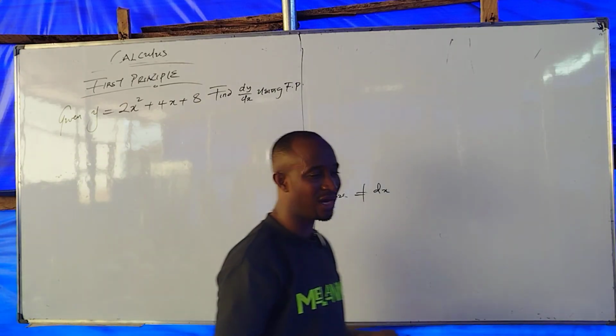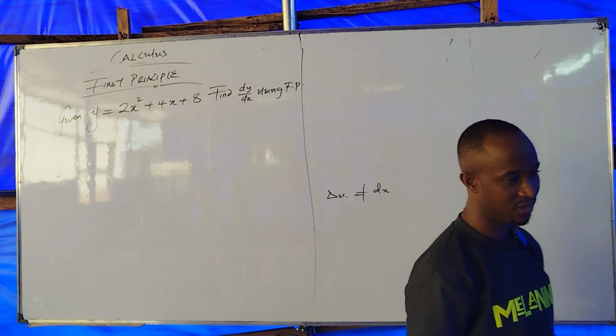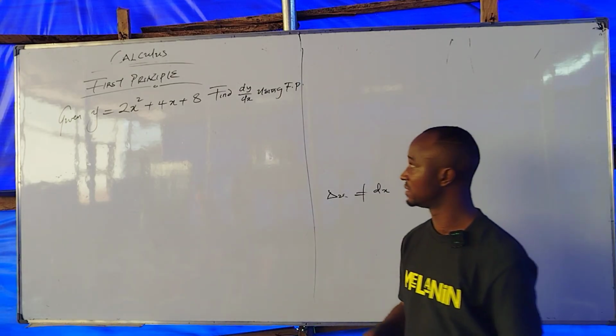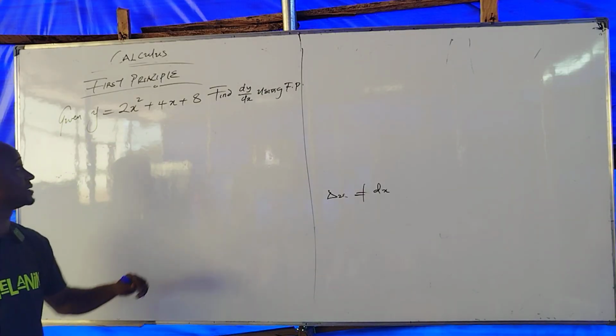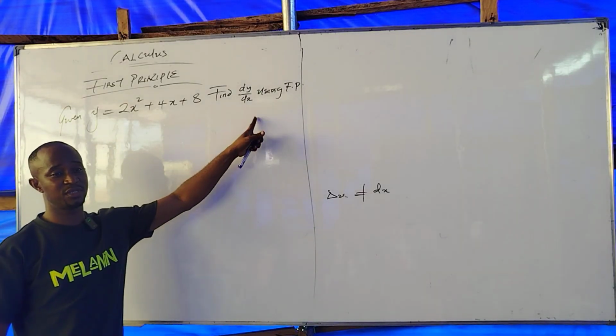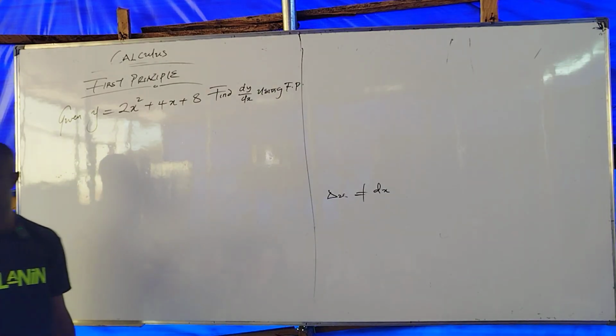Okay, this question says, under first principle, that if we are given 2x squared plus 4x plus 8, we have to find the dy dx using first principle. You have no other rights. You don't have the right to use the power rule. You have to use your first principle.